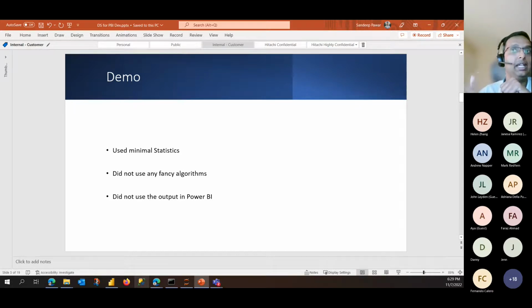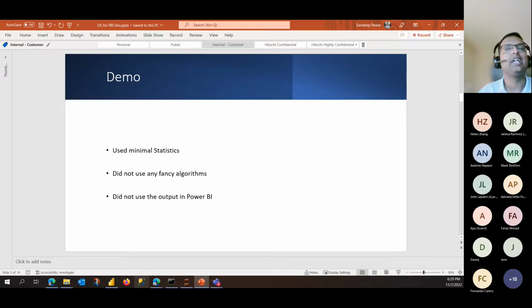I did not create any output from the analysis that I did. All I got was the insights from it. And this is where I think the majority of the confusion comes from for most Power BI developers, to think that when you are creating a data science solution, you have to create some sort of a prediction, some sort of an output, and then use that output in Power BI. That's not really the case.